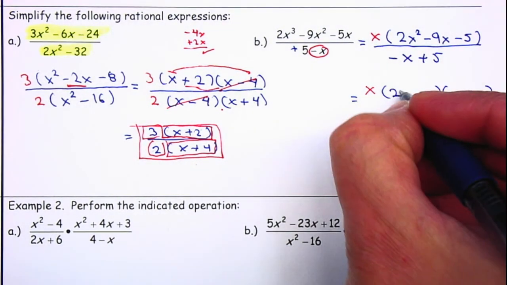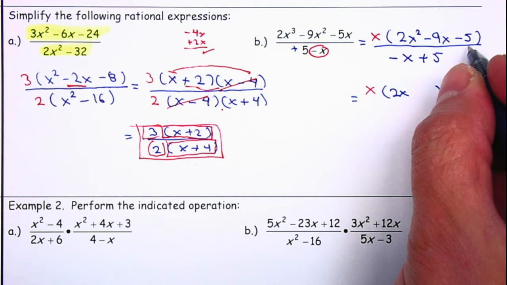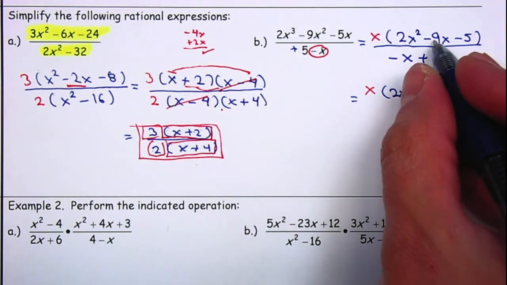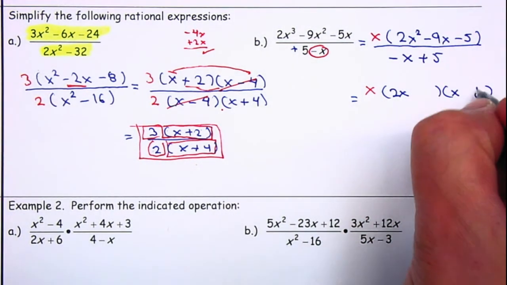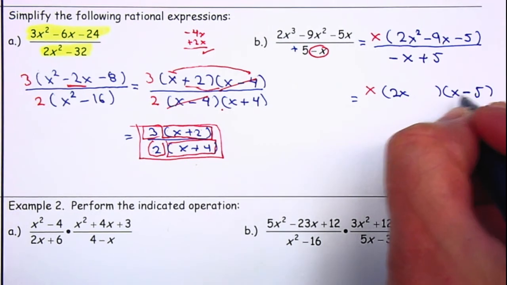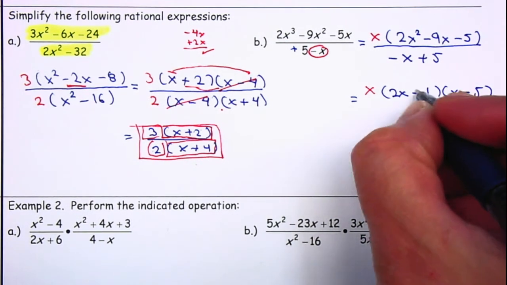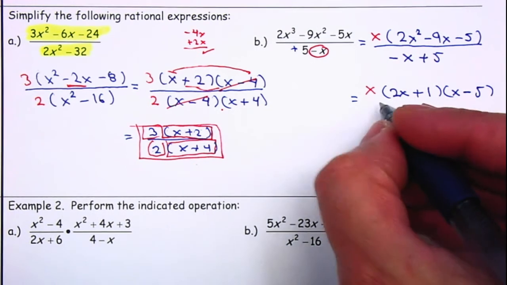Factors of 2x squared will be 2x and x. Factors of 5 will be 1 and 5. I need to end up with the negative 9, so I'm going to make my 5 here negative, so that's negative 10. And then my 1 here plus negative 10 will give me negative 9.